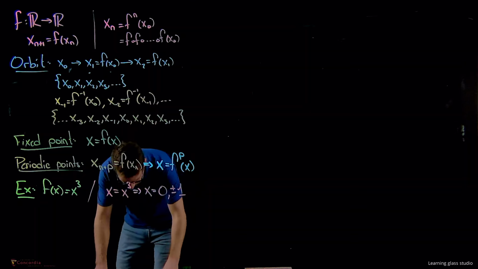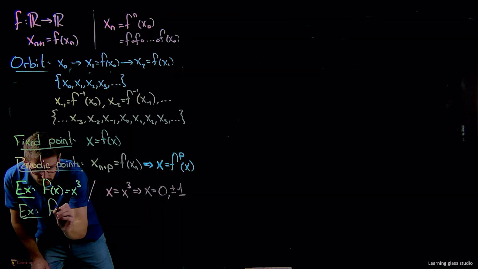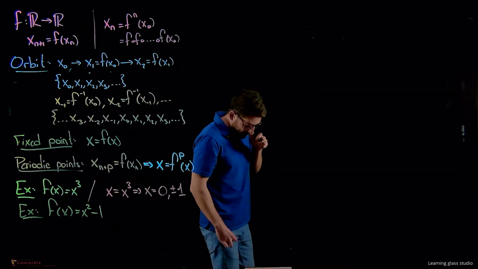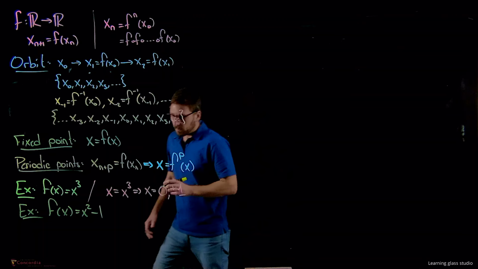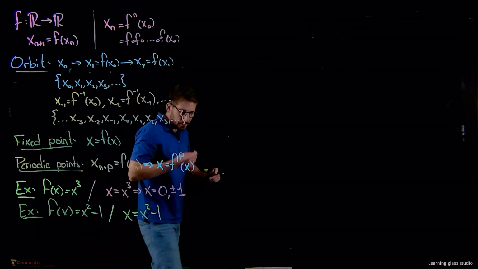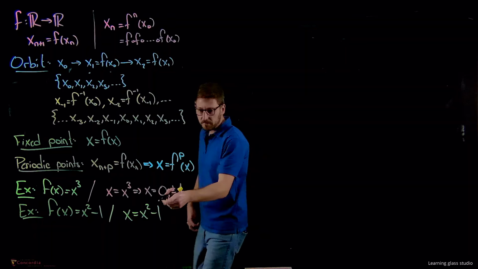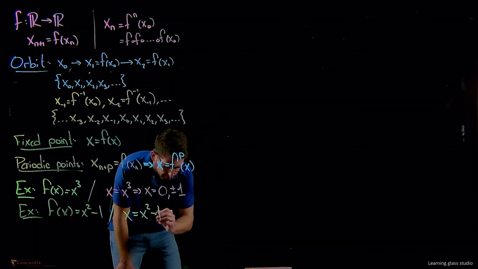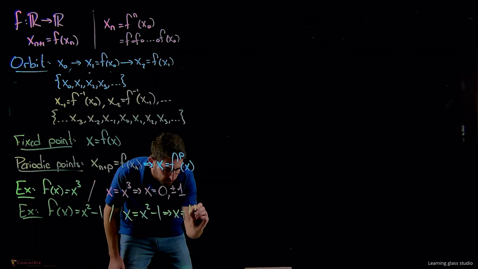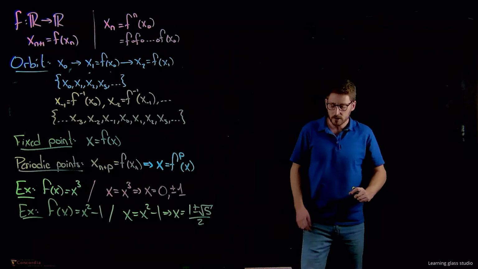Whereas we could look at another example. If we look at x squared minus 1, in this case we have to solve x equals x squared minus 1, which, if you're coming at this from number theory, you might actually know this equation. The roots of this thing are the golden ratio and its inverse. So this is x is equal to 1 plus or minus the square root of 5 over 2. So its fixed points are the golden ratio and its inverse.